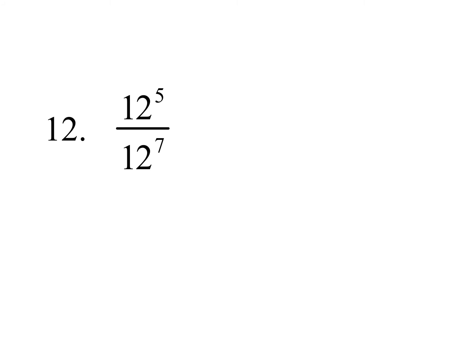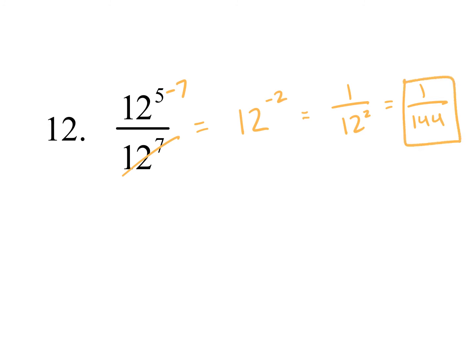So looking at number 12, my bases are the same. So what do I do when I'm dividing? Subtract the exponents. This would be 12 to the 5th power minus 7. So what's 5 minus 7? Negative 2. And we don't like negative exponents, so what do I do to the negative exponent? Put it under 1. So this would be 12 squared. And what is 12 squared? 144. Awesome. So this would be 1 over 144.